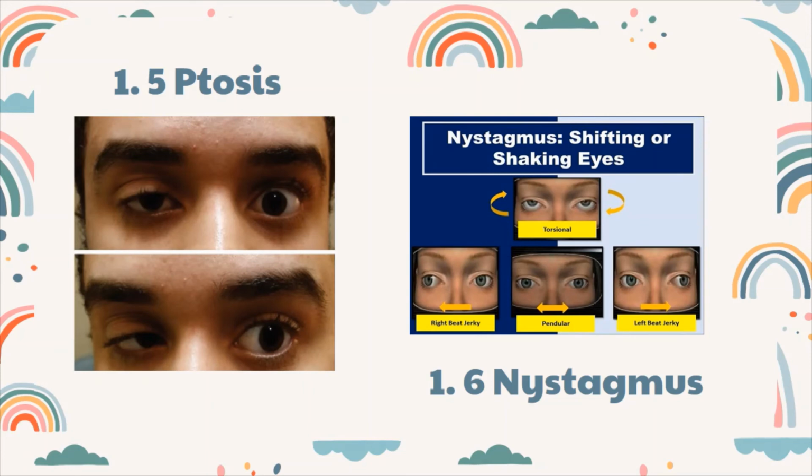And lastly, we have nystagmus. Nystagmus is an involuntary rhythmic side-to-side, up and down, or circular motion of the eye that occurs with a variety of conditions.